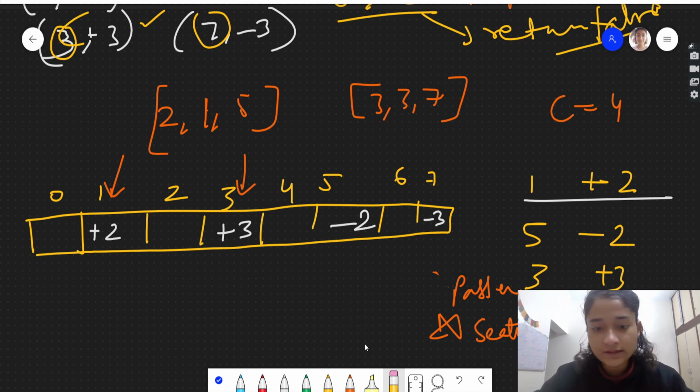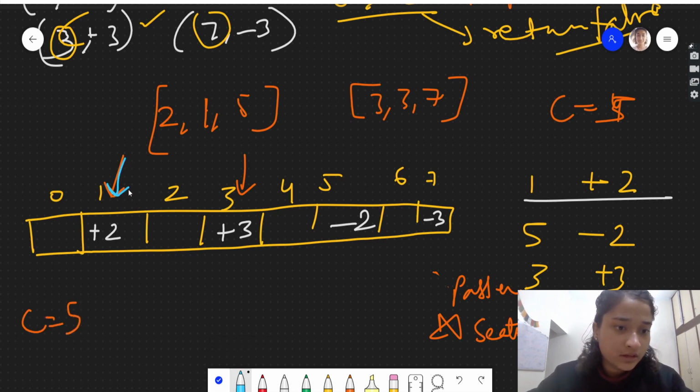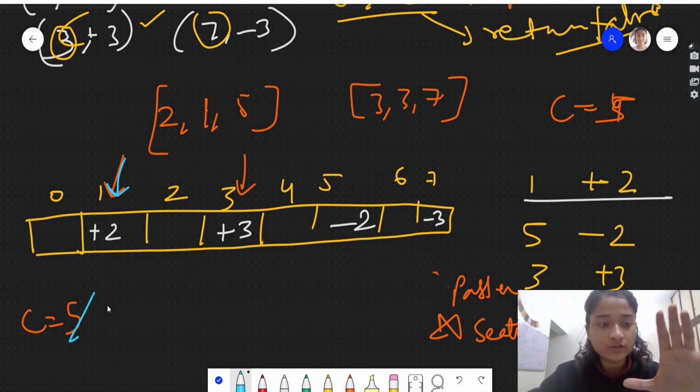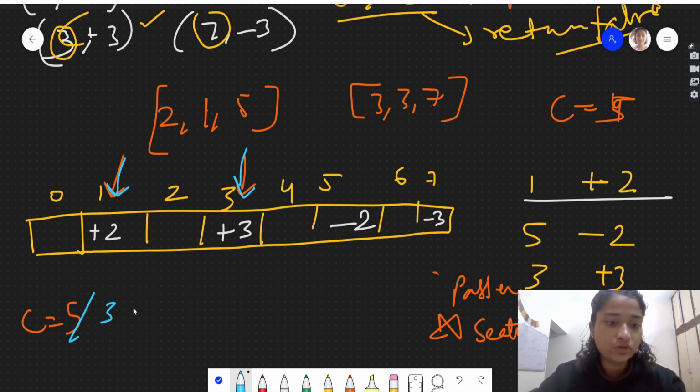So for the other test case, the capacity was 5. So initially we have capacity 5. We come over here. We add 2 passengers. So 2 passengers are added in the car of 5 seats. So the rest of the seats are 3. Now we go here. We add again 3 passengers. So the capacity now reduces to 0.